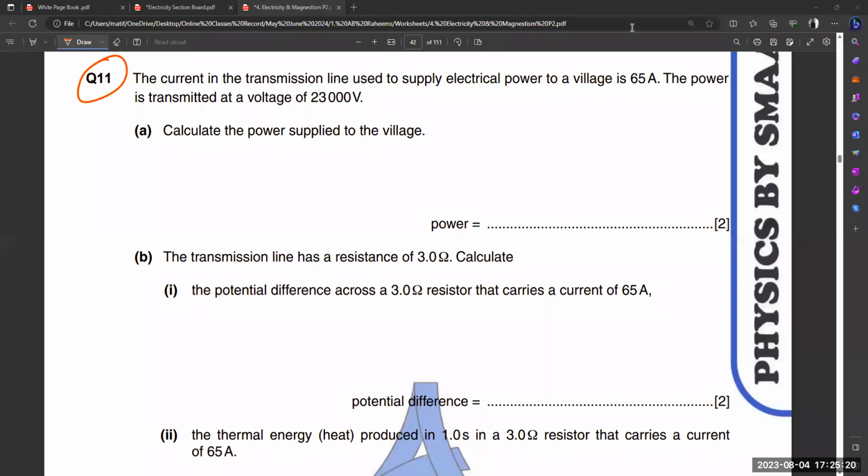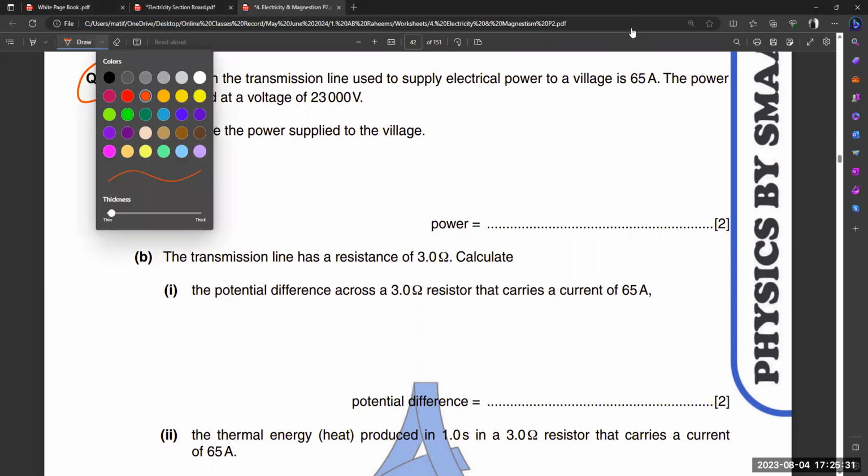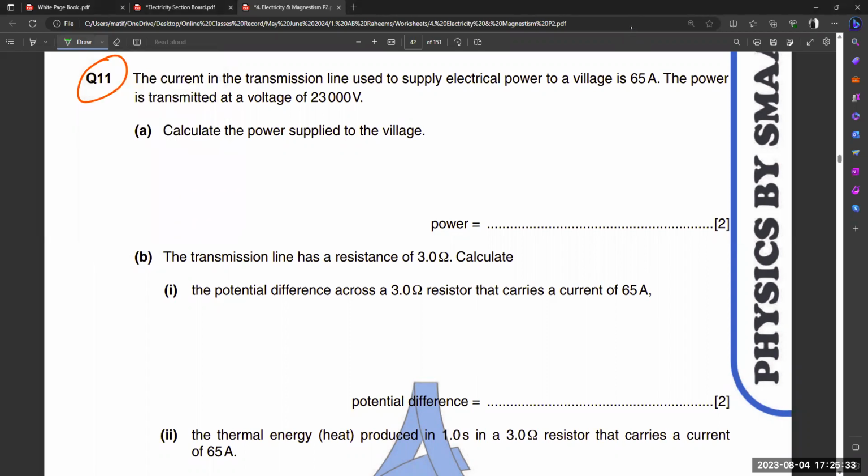Okay, so starting from question number 11, that is our first question. In the question, the value of electric current is mentioned. The current in the transmission line used to supply electrical power to a village is 65 ampere. So this is the value of electric current, and the power is transmitted at a voltage of 23,000 volts. So this is volt, V.